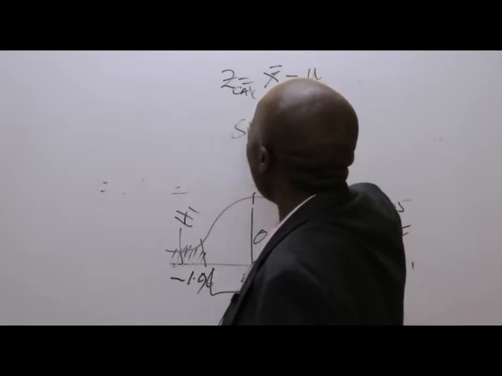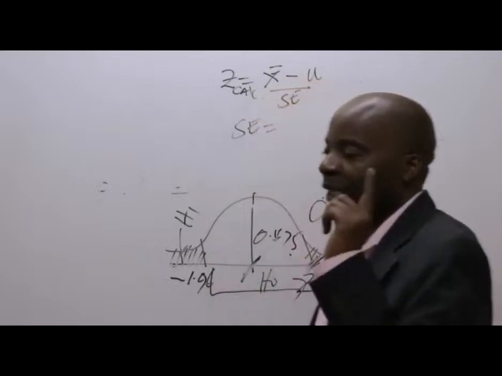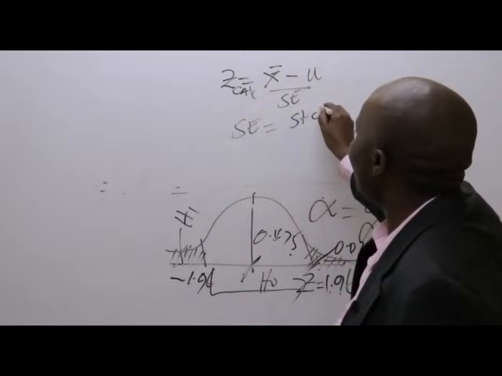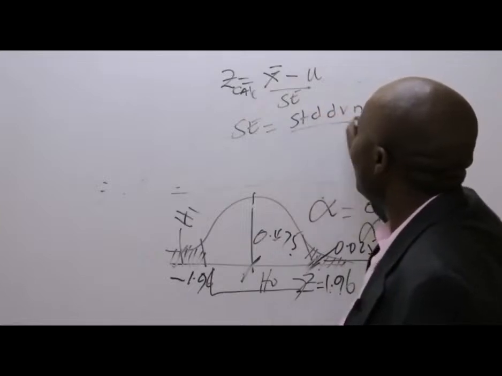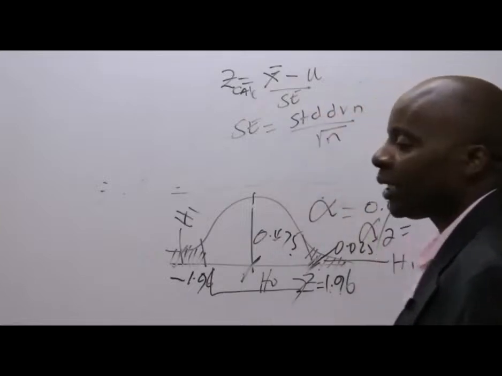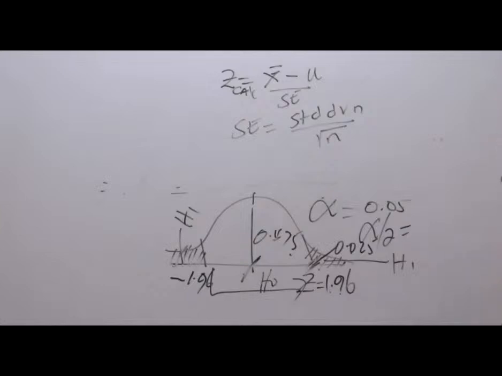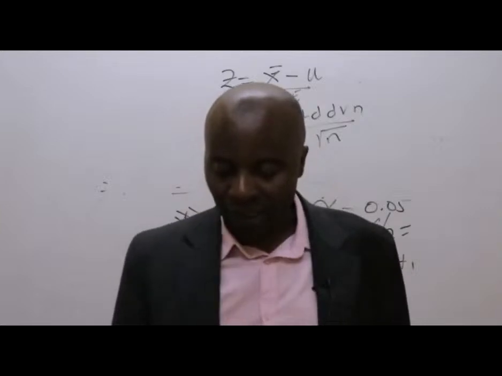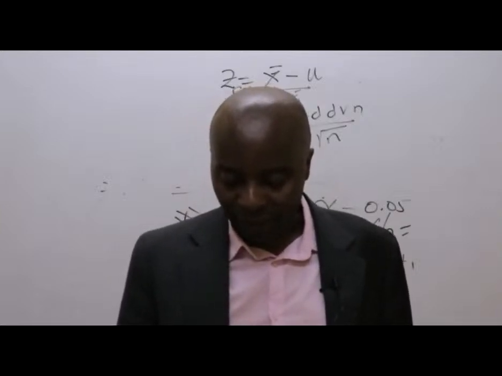And don't forget that to get the standard error for a single mean, normally what we do is take the standard deviation given and divide this by the square root of n. Kindly calculate that for me and then give me an answer. Tell me what we have there.